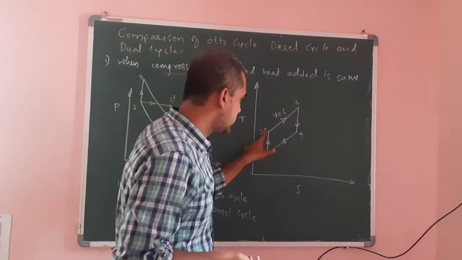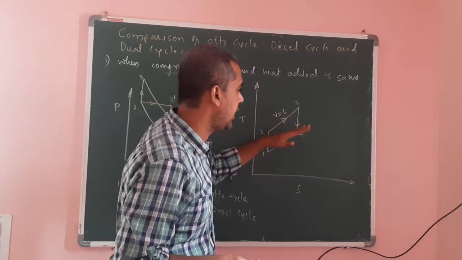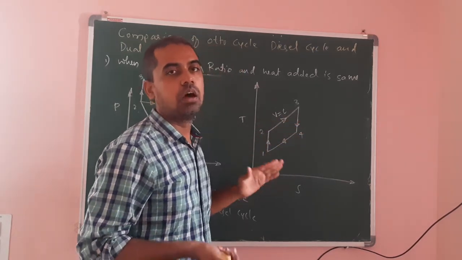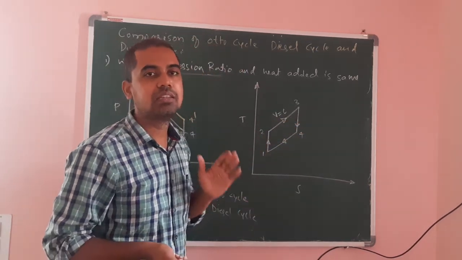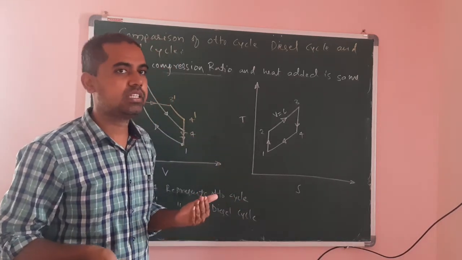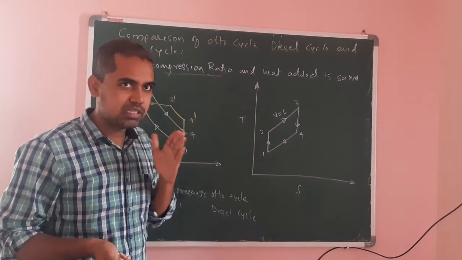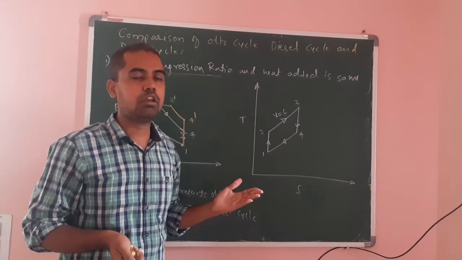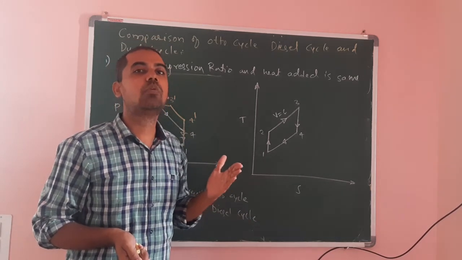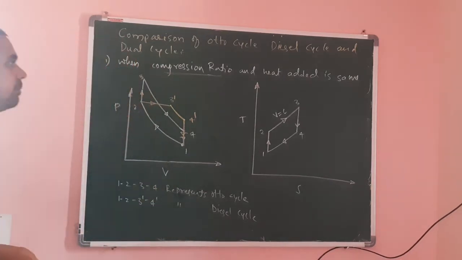Starting from the same initial point 2, if we draw a constant pressure line, its slope will be lesser. On a TS diagram, the slope of a constant pressure line is lesser compared to a constant volume line. The constant volume line is steeper compared to the constant pressure line. That you have to keep in mind.